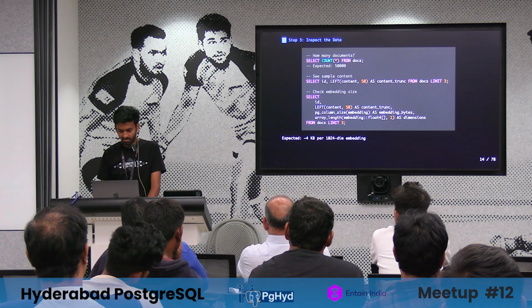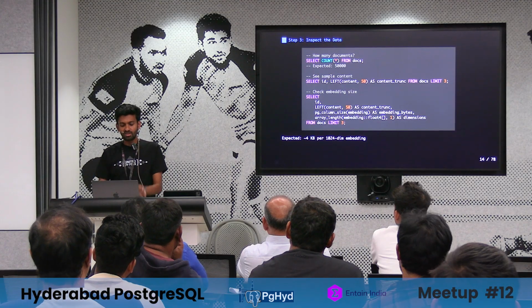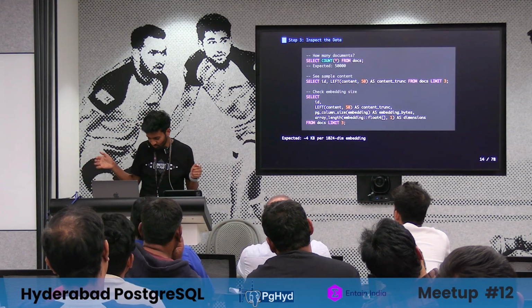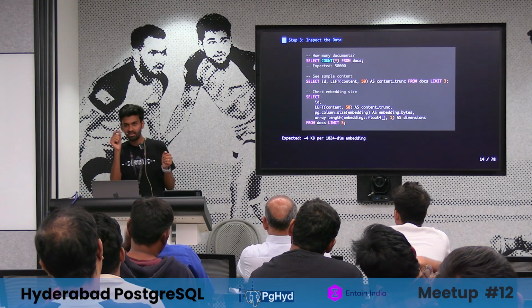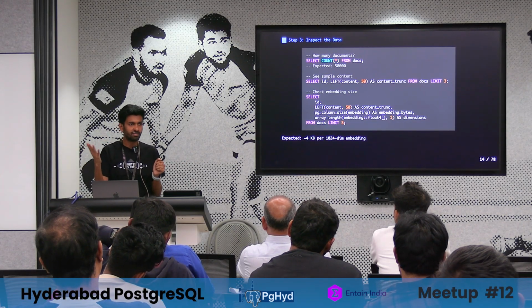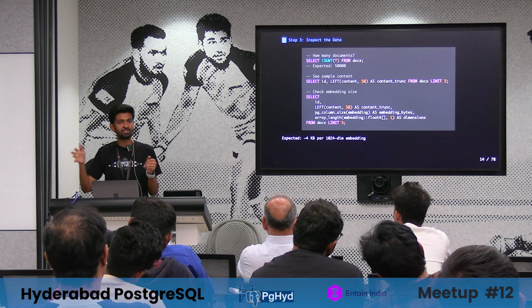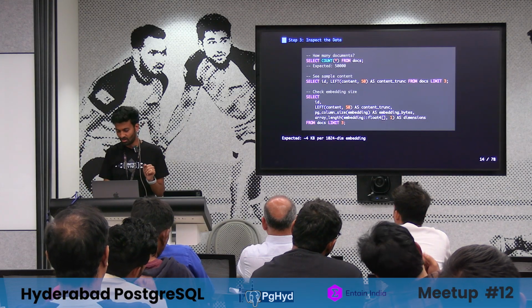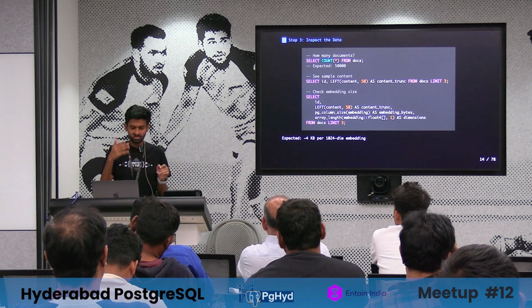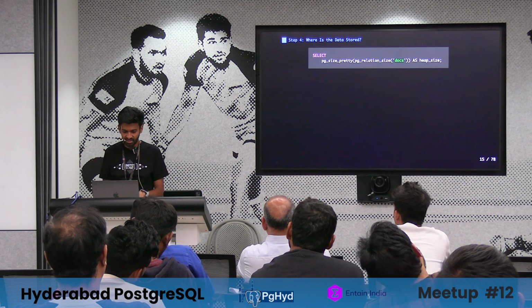Here is where the thing comes in: it is 1024 dimensions. That means the array length is 1024, and each array element takes almost 4 bytes. So the entire array takes 1024 into 4, which is almost 4 kilobytes, right?